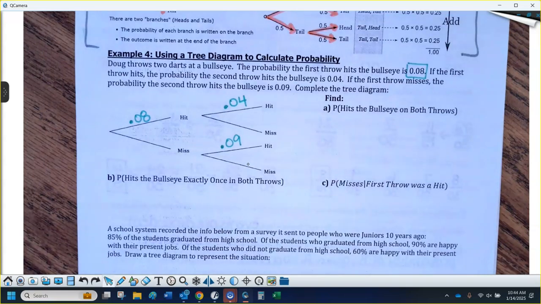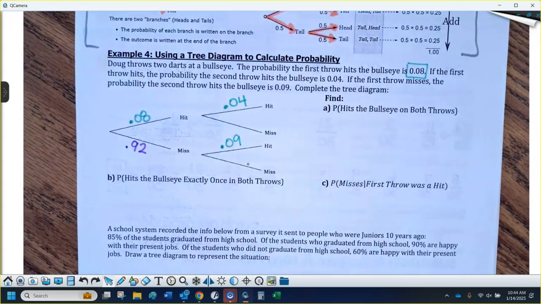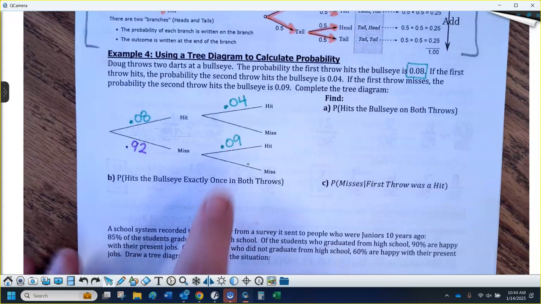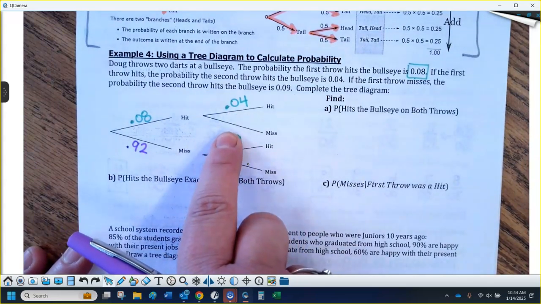Close. She says 0.02. You're on the right track. What would they add up to? 0.92. They would add up to 1. So like an 8% chance, then it's a 92% chance I wouldn't hit it. Does that make sense? So along the branch, the 2 branches together have to add up to 1. These 2 branches would have to add up to 1. These 2 branches would have to add up to 1. So on this branch here across the top, if I hit 0.04, what would the miss be on that one?